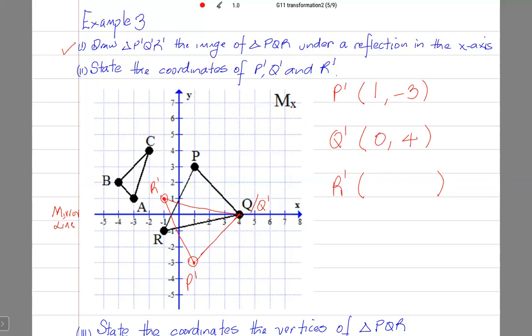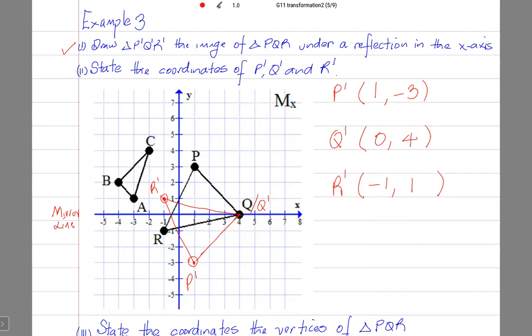Can somebody give me the coordinates of R prime, please? Minus 1, 1. Sir, minus 1, 1. So it's minus 1, 1. Please notice, R is the point minus 1, minus 1. But R prime is the point minus 1, 1. The only thing that happens when you reflect a point in the x-axis is that the sign of the Y coordinate changes.